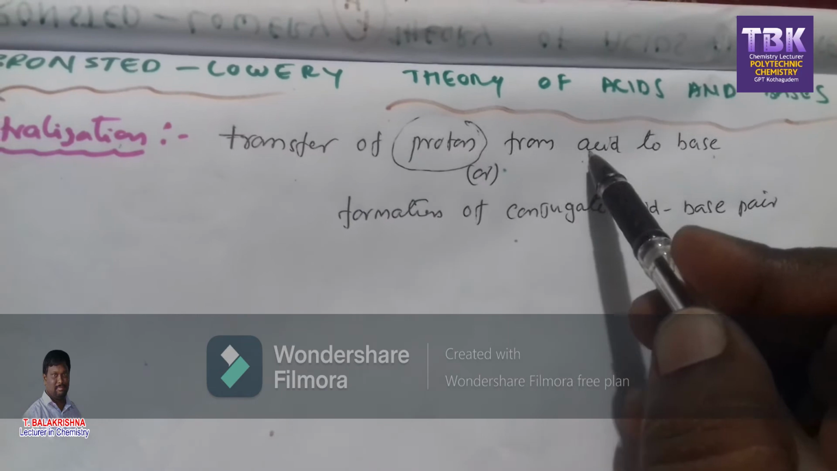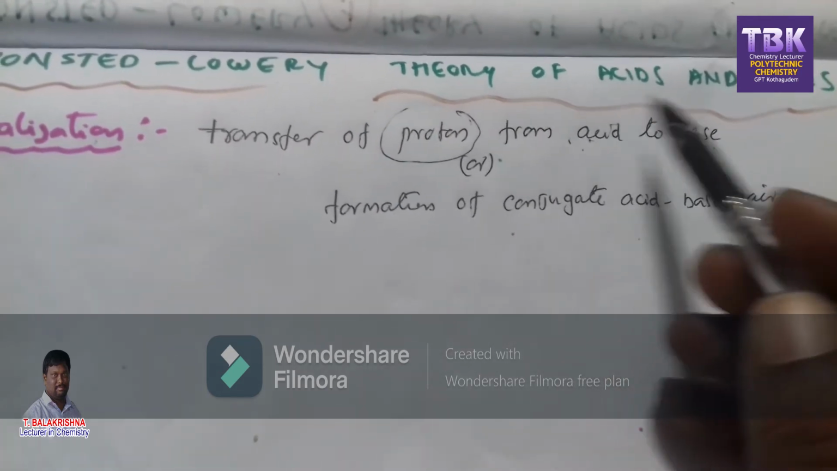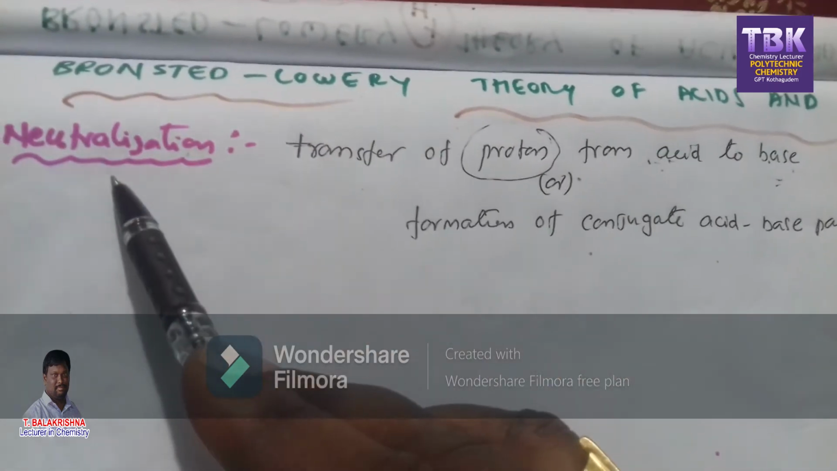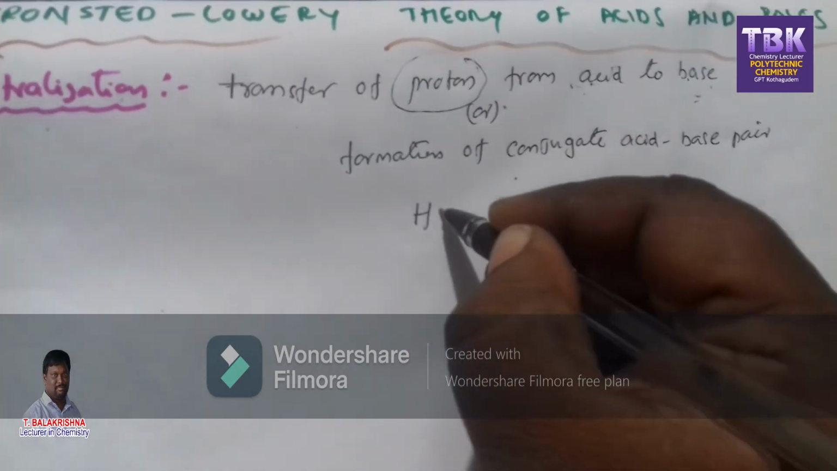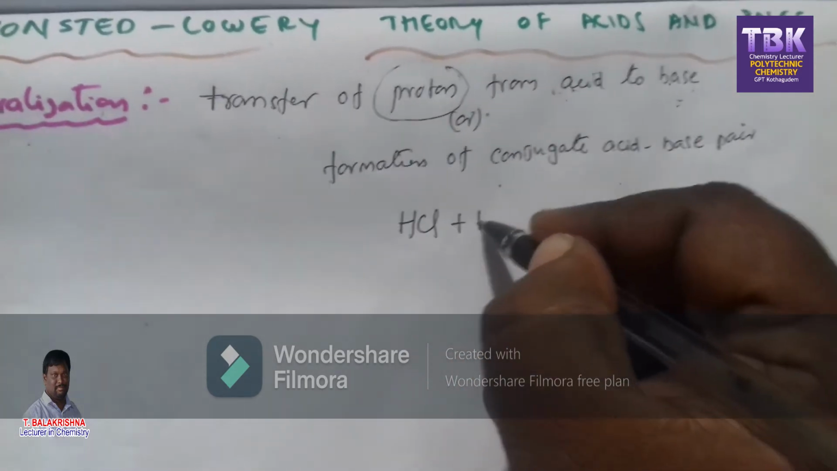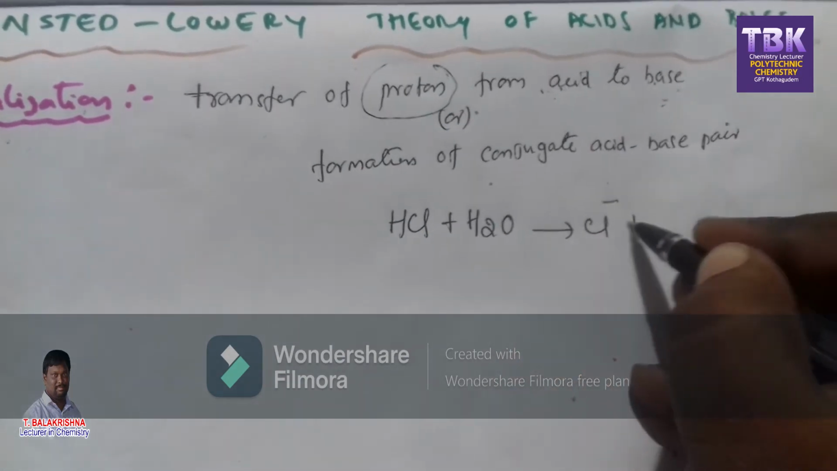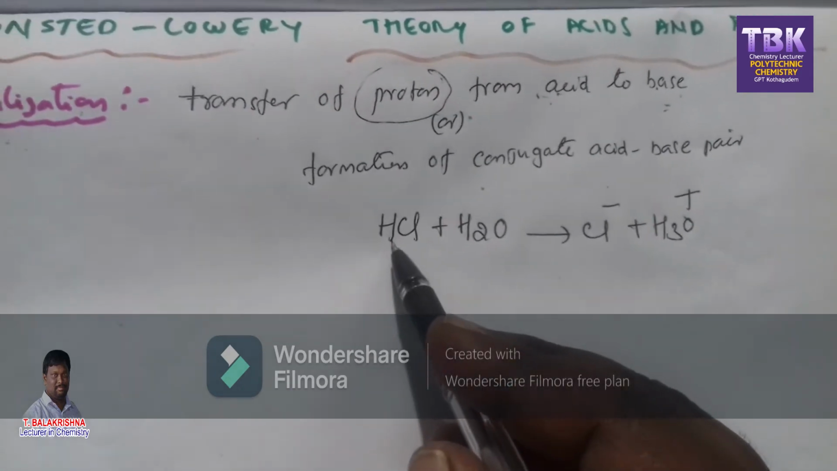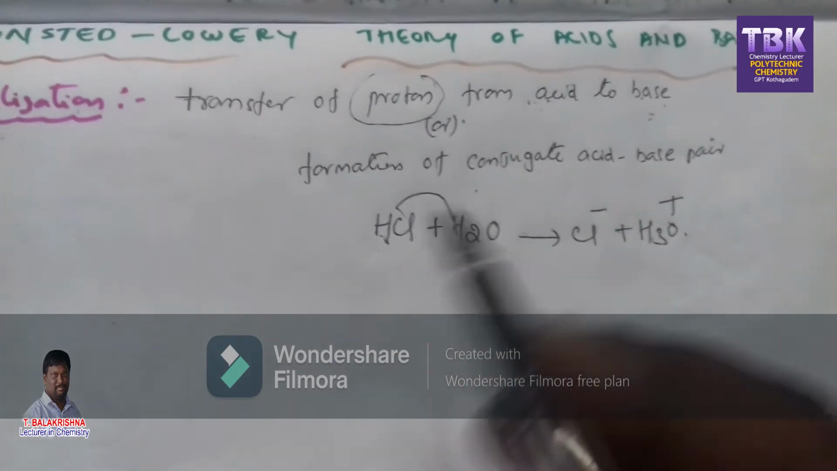Acid always donates the proton, base always accepts the proton. So when the acid donates a proton, that proton is accepted by the base. Such a reaction is called a neutralization reaction. We already learned HCl plus H2O giving rise to Cl minus plus H3O plus. In this case, HCl donates a proton, H2O accepts the proton. That process is called a neutralization reaction.